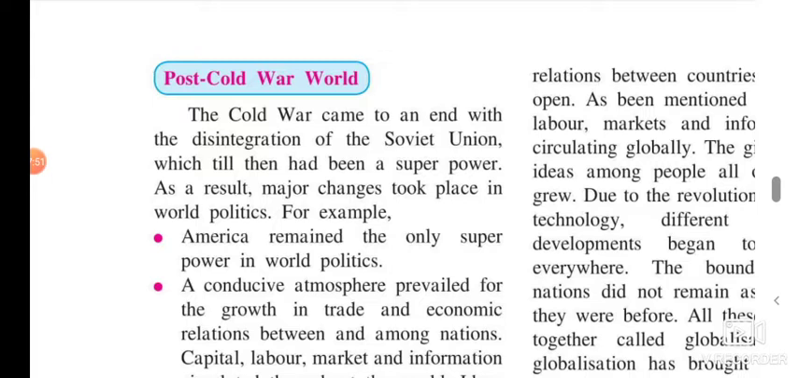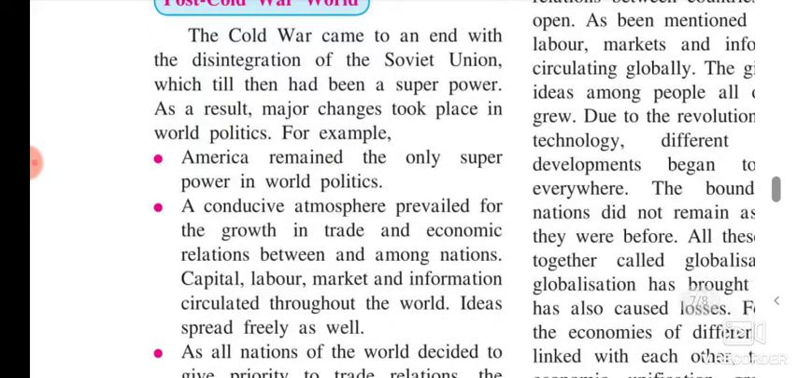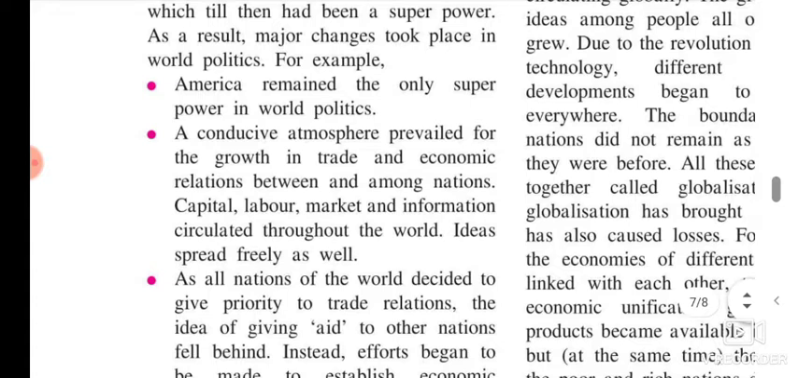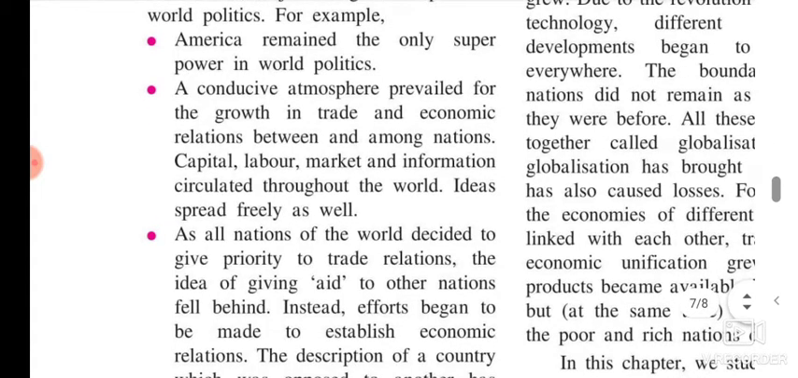The Cold War came to an end with the disintegration of the Soviet Union, which then had been the superpower. As a result, major changes took place in world politics. For example, first one, America remained the only superpower in world politics. A conducive atmosphere prevailed for the growth of trade and economic relations between and among nations. Capital, labor, market, and information circulated throughout the world.